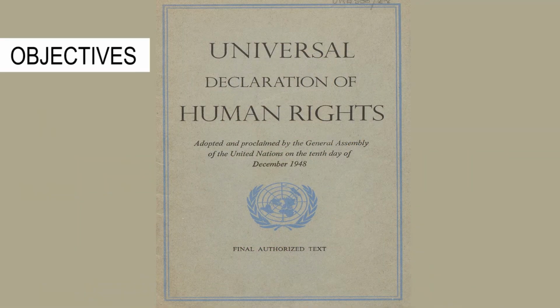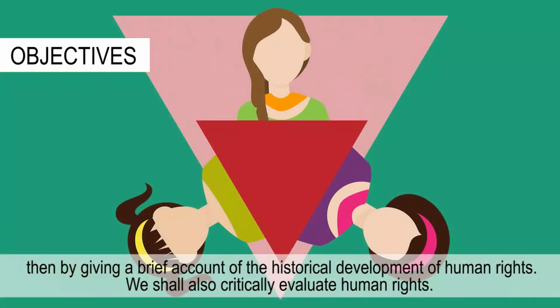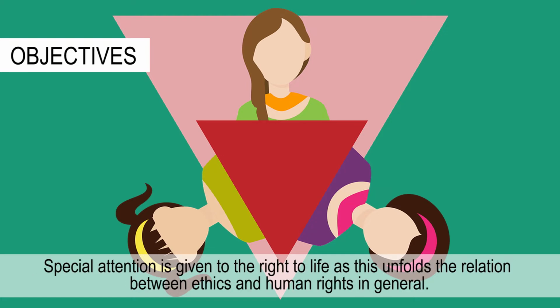So we will start with the objectives of the course. We shall seek to understand the important aspects of rights in this unit. First, by briefly expounding the different foundations of human rights, then by giving a brief account of the historical development of human rights. We shall also critically evaluate human rights. Special attention will be given to the right to life as this unfolds the relation between ethics and human rights in general.